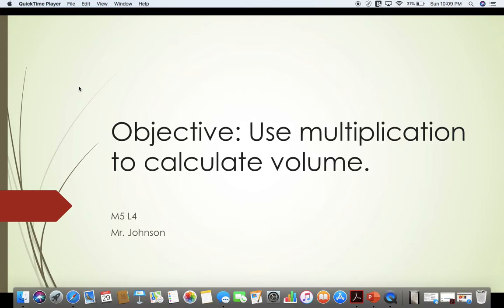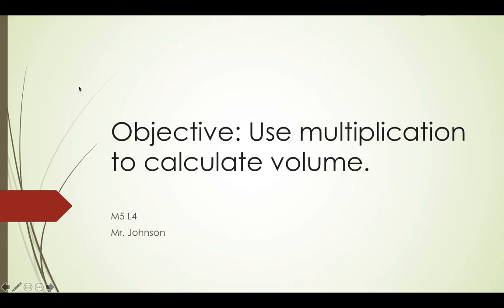Today, we are going to continue on with volume, and I know some of you have been doing really well with this. Some of you have been struggling. Hopefully, today should be fairly easy. We're going to be really getting into using the formula for volume of length times width times height. So our objective for today is going to be using multiplication to calculate volume.